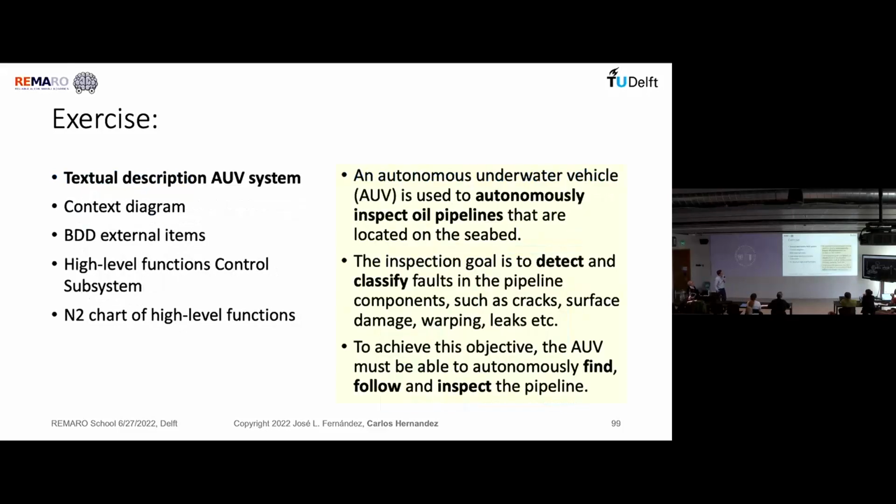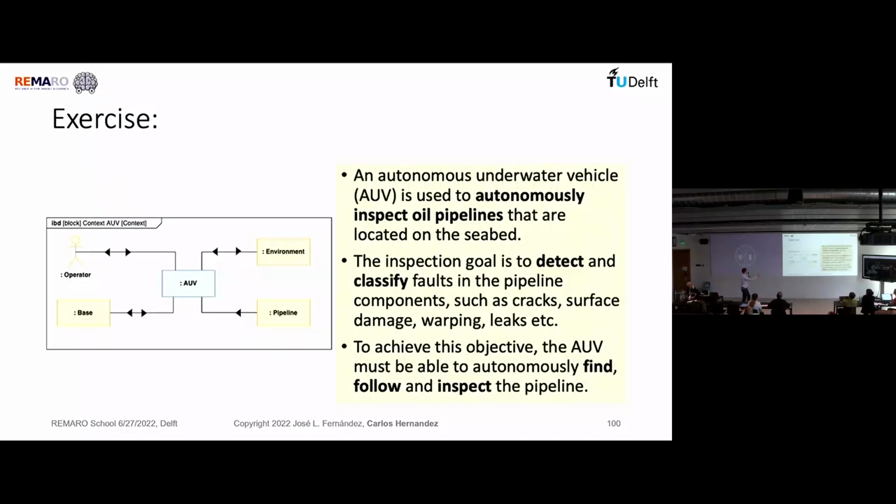So the description of the system: the underwater vehicle is used to autonomously inspect oil pipelines that are located on the seabed. The inspection goal is to detect and classify faults in the pipeline components. Along the pipeline, there might be cracks, surface damage, warping, leaks, etc. So the AUV must be able to autonomously find, follow and inspect the pipeline. So far, so clear?